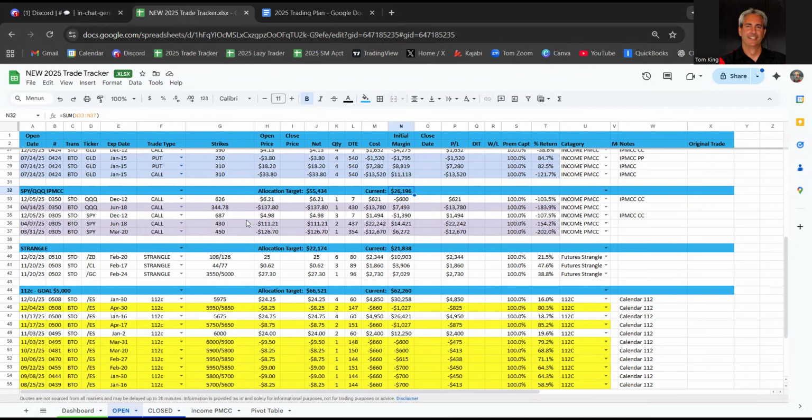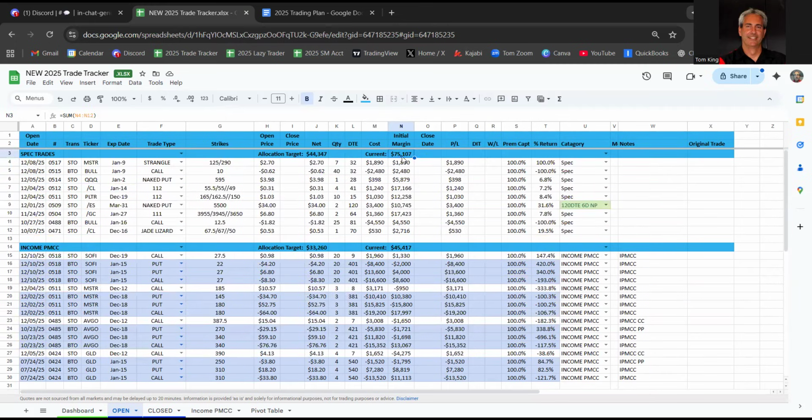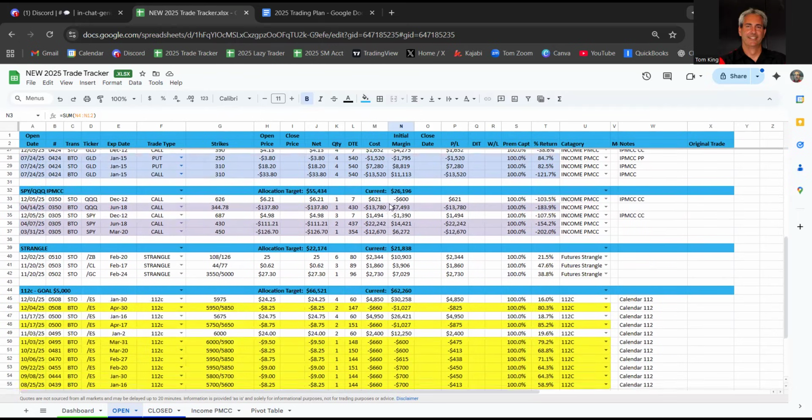I expect that if we get a decent pullback, I'll be able to increase this allocation and probably pull back on some of the spec trades. So I'm a little light here, but I'm light because it's been doing well, but I just can't find good entries on it, and I'm not going to force it just to hit my allocation.